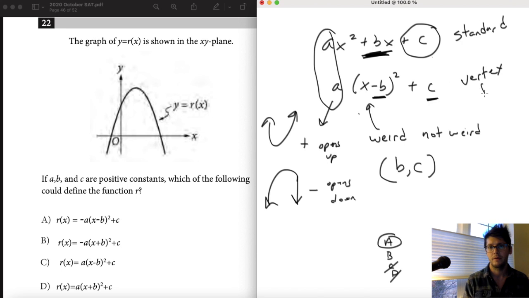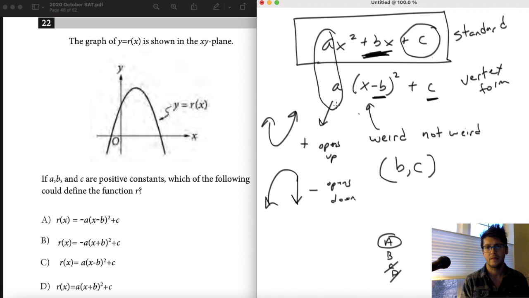And it's good to know that. But look, standard form is way more important on this test. The vertex form doesn't come up that often. If you just remember that things in parentheses are weird and things outside of parentheses are not weird, that might be enough on a question like this.